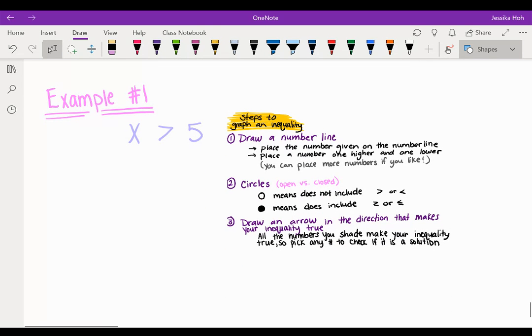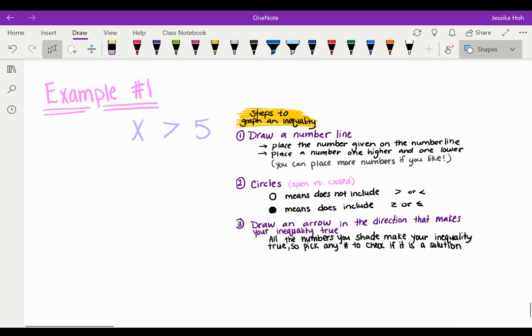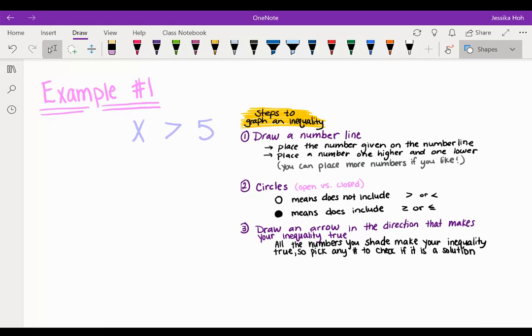Example number 1. I kept the steps to graph an inequality right beside us, so we have it when we're graphing our first example. So x is greater than 5. My first step is to draw a number line. It says place the number given on the number line. So here's the number given. So I'm going to place a 5 on the number line. Place a number one higher and one lower.